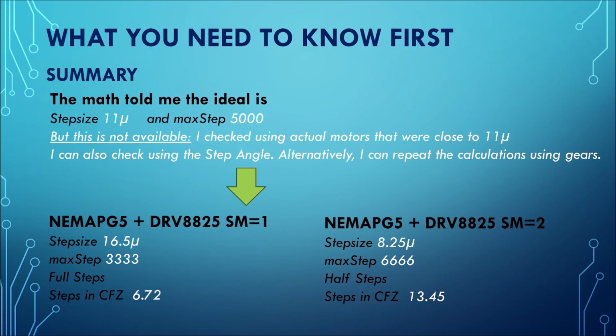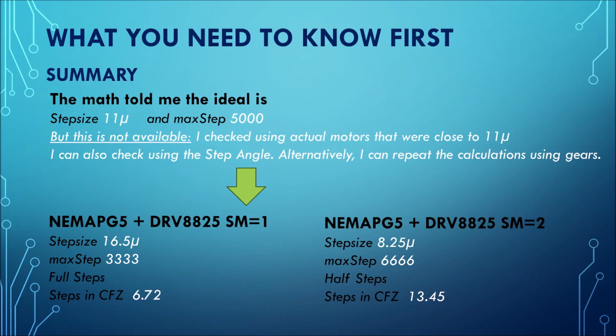Alright, so to summarise everything so far, we did the math at the beginning and it gave us a step size of 11 microns and a max step value of 5,000 steps. But when we looked at all the Stepmodes that were available, we can't actually get that. So what we do is choose one that is reasonably close, and of course we could have done the calculations based on step angle.